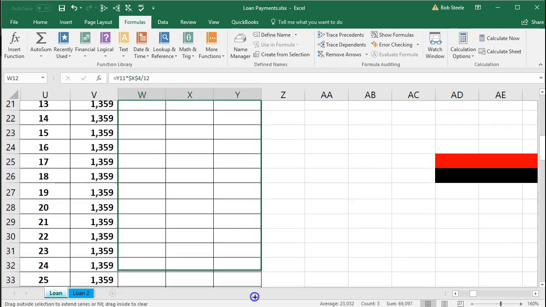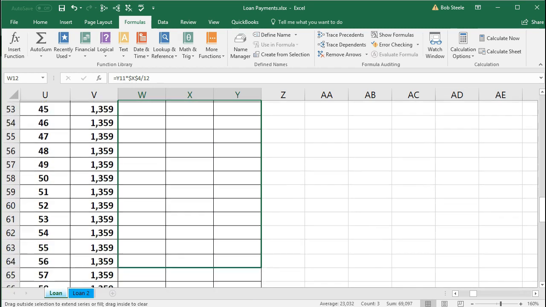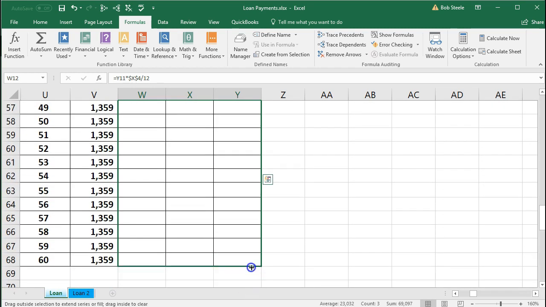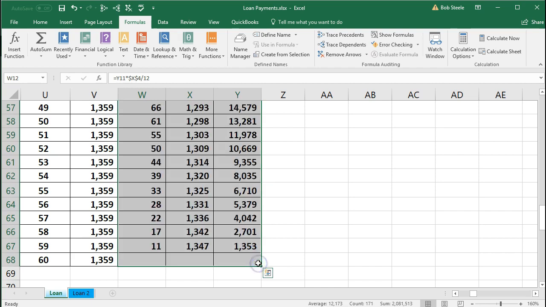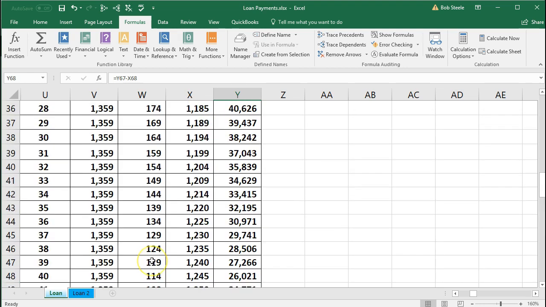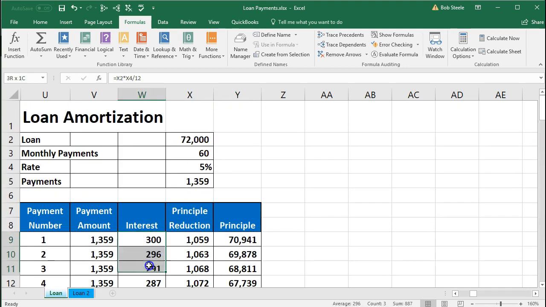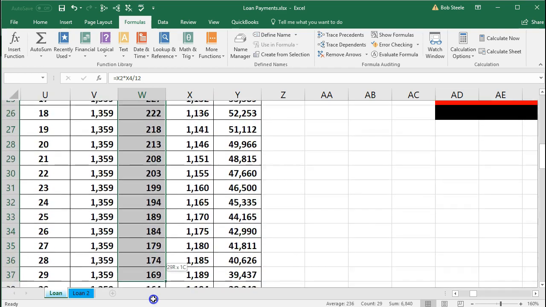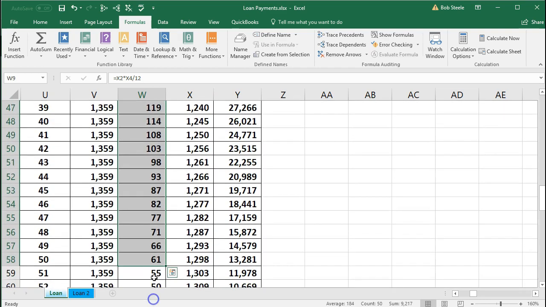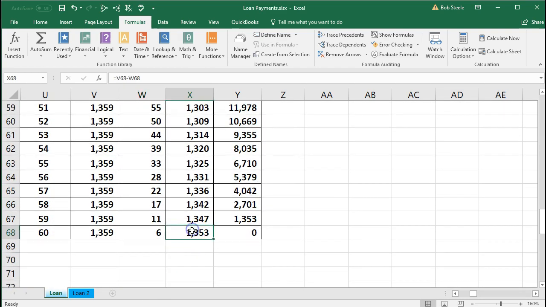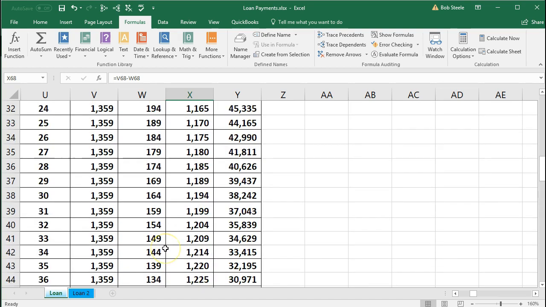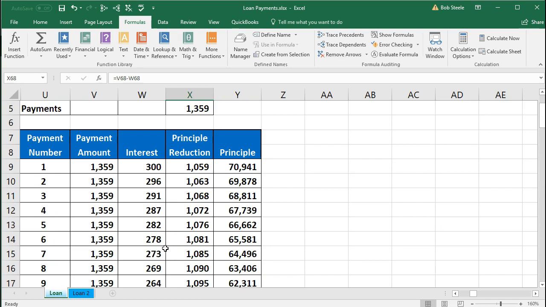Auto fill is driving it way down to the 60 payments, and Excel does the calculations, and it ends at 0. The fact that it ends at 0 means that it looks like we did this correctly. And look what happens to the interest payments as we go. The interest portion goes way down, and the amount that's going to be allocated to the reduction of principal goes way up until it's almost the full amount at the last payment. So that's why we need to do this in order to figure out our payment.